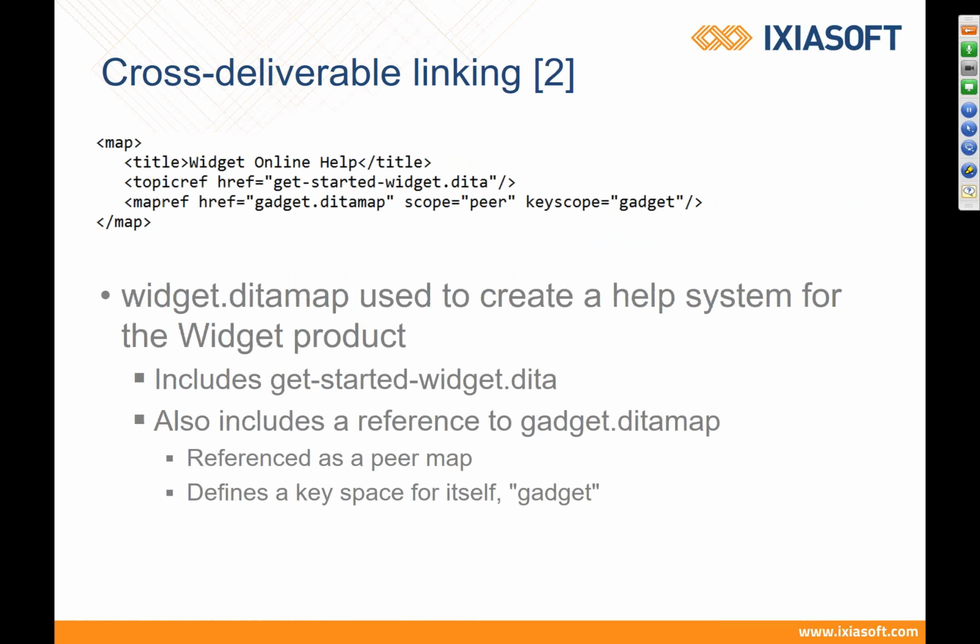Here's an example. You've got your widget DITA map, and by the way, no, that is not a Welsh term, that is creating a help system for the widget product. It includes a Get Started Widget DITA topic, and it includes a reference to a gadget DITA map. And the gadget DITA map, as you might guess, is the one used to create the help system for the gadget product. It defines a key scope, or a key space, for itself named gadget.